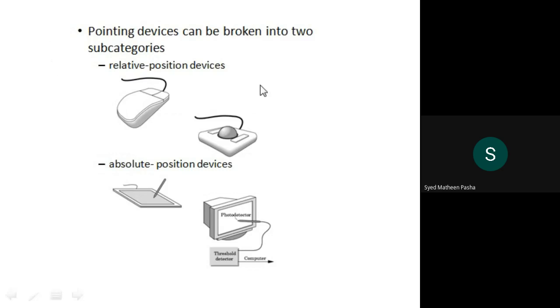These are some of the examples. Pointing devices can be broken into two types. Again, as I said, there are two classifications with respect to input devices. One is pointing device and the other is keyboard device. Pointing devices are subcategorized into two. One is relative position devices and the other is absolute position devices. The examples of relative position devices are your mouse and the joystick.